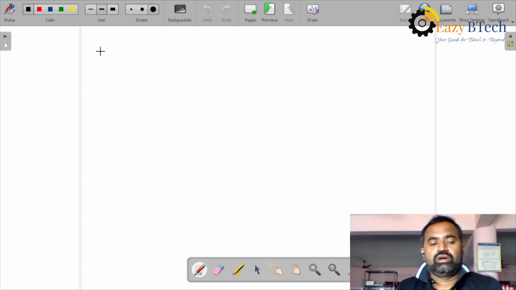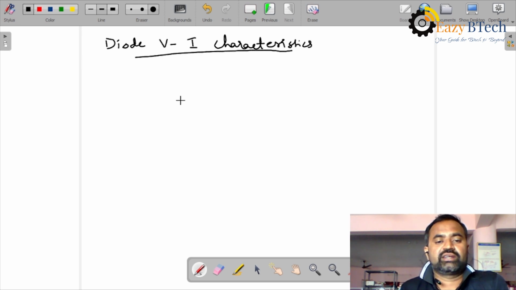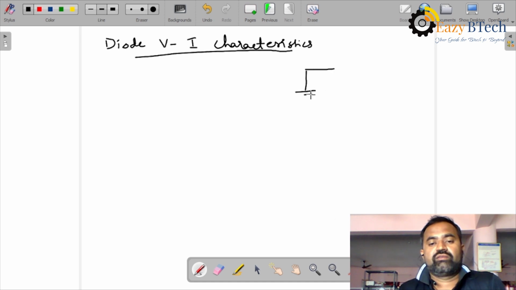Okay. Under, you can see the diode VI characteristics. If you study the VI characteristics of the diode, voltage and current characteristics. Now you can see by the experiment, okay, we can give a voltage here.